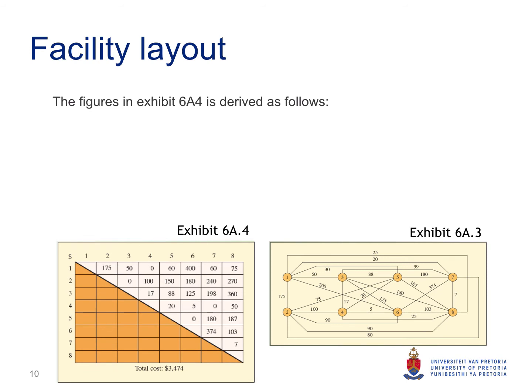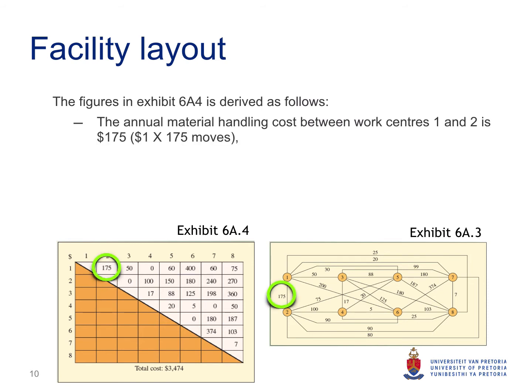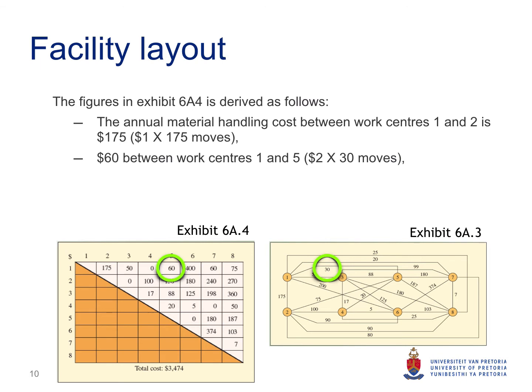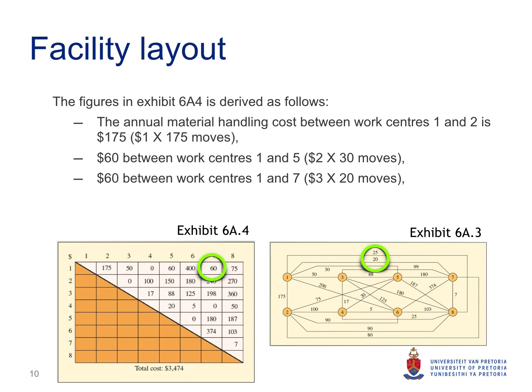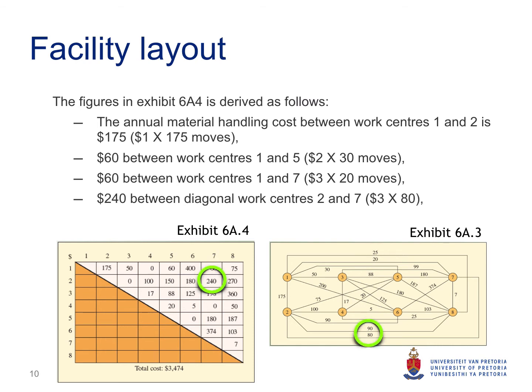The figures in Exhibit 6A4 are derived as follows. The annual material handling cost between work centers 1 and 2 is $175, that is $1 times 175 moves. $60 between work centers 1 and 5, that is $2 times 30 moves. $60 between work centers 1 and 7, that is $3 times 20 moves. $240 between diagonal work centers 2 and 7, that is $3 times 80 moves. And so forth.